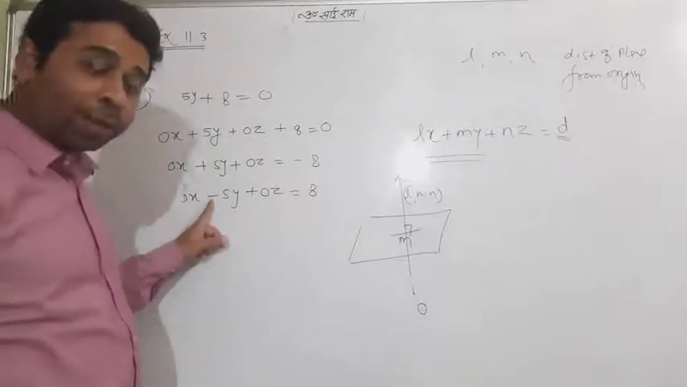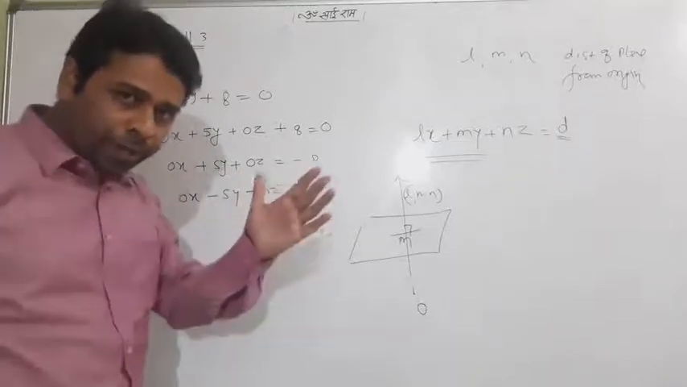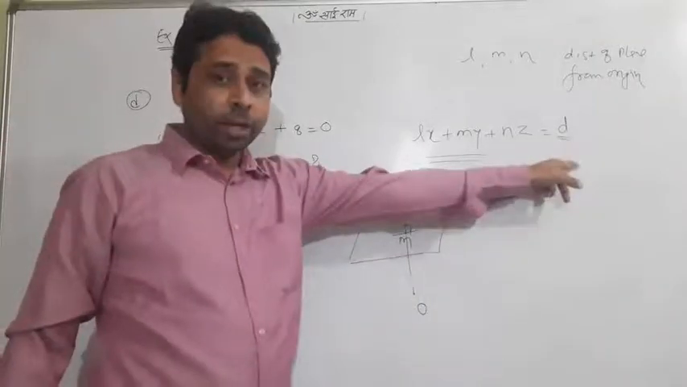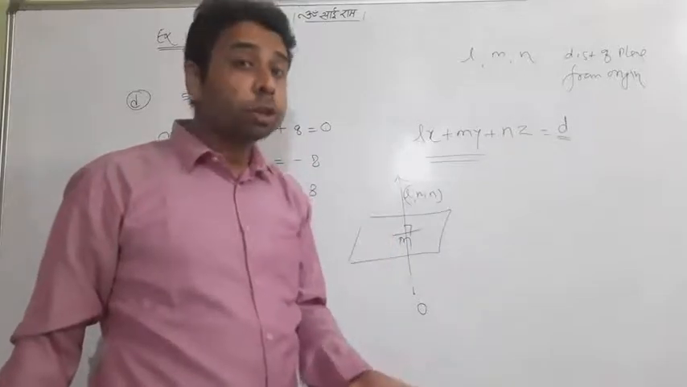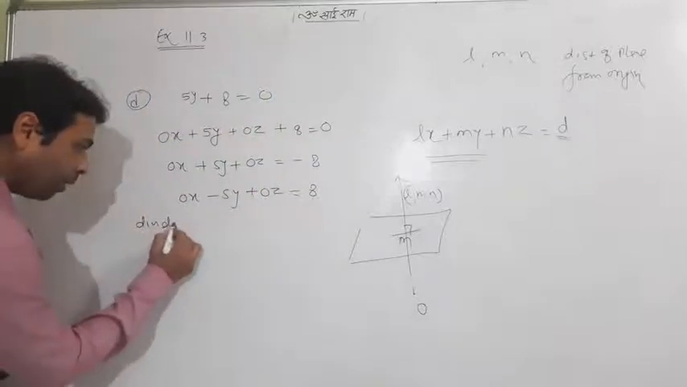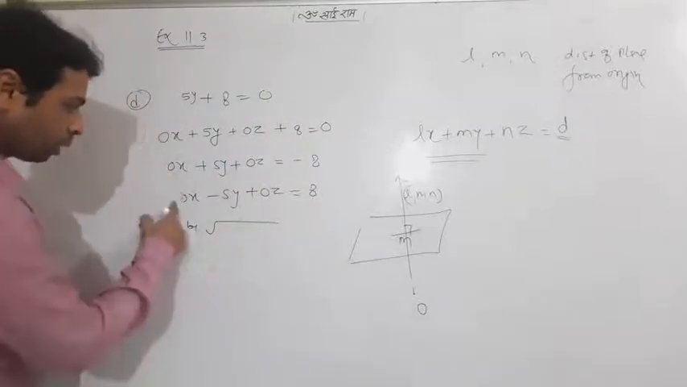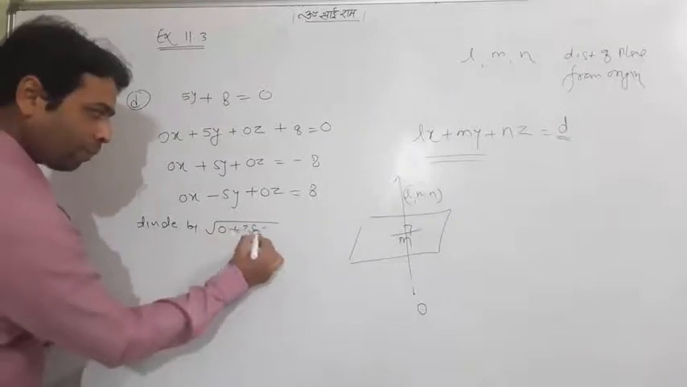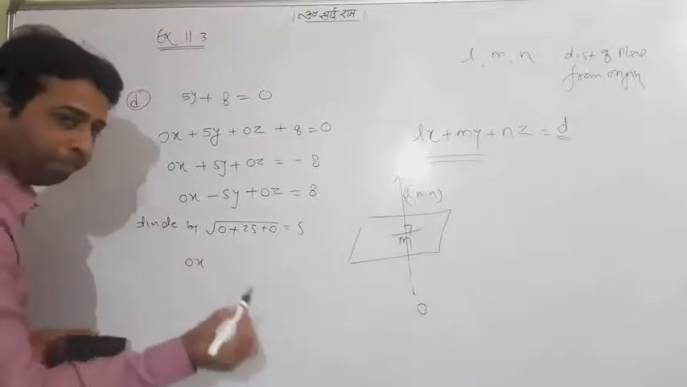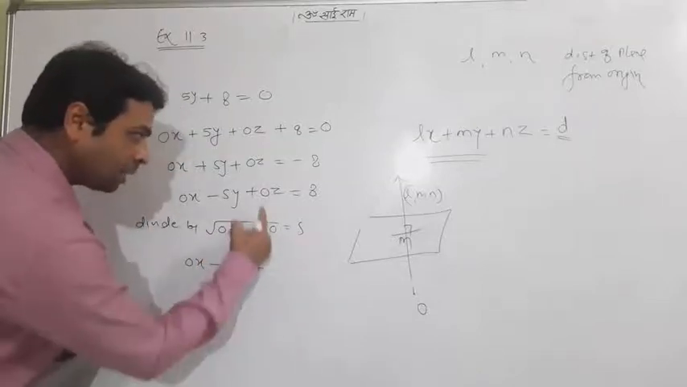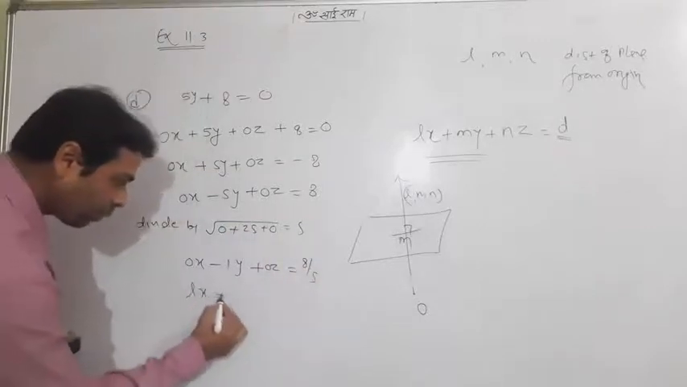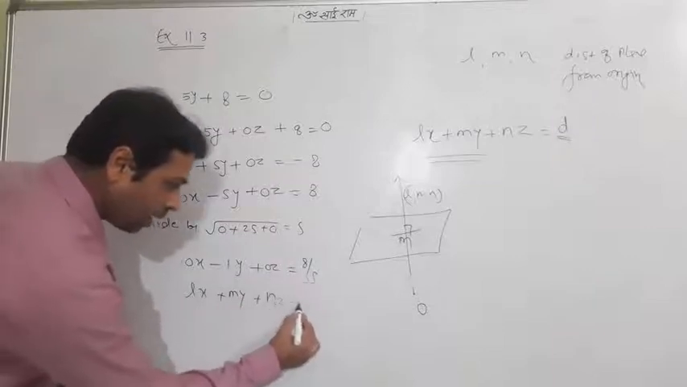But this is going to be minus. What I've done is multiply by minus all the way, because this is going to be your d, and d is your perpendicular distance, which should be positive. So we have made it positive already. Now what will we do? We will divide by the root of 0 square plus 25 plus 0, meaning 5. As I divide by 5, the x coefficient stays 0, the y coefficient becomes 1, the z coefficient stays 0, and the constant becomes 8 by 5. Now you can say it is l, it is m, it is n, and it is your d.